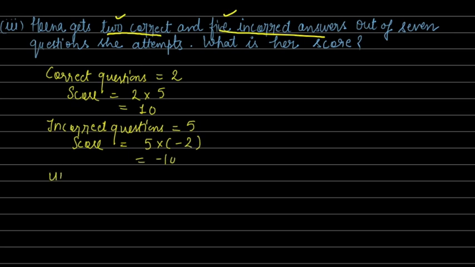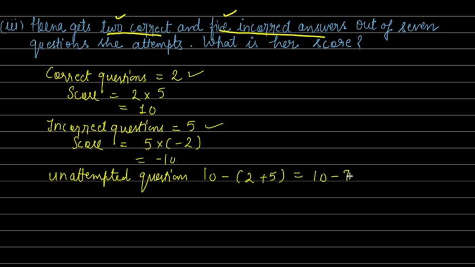Now unattempted questions. Total number of questions in the question paper were 10, minus 2 here and 5 here. To the sum of this, 10 minus 7, it means 3 questions she has not attempted. What will be the score for these 3 questions? 3 into 0, because no marks were given for unattempted questions, so 0.